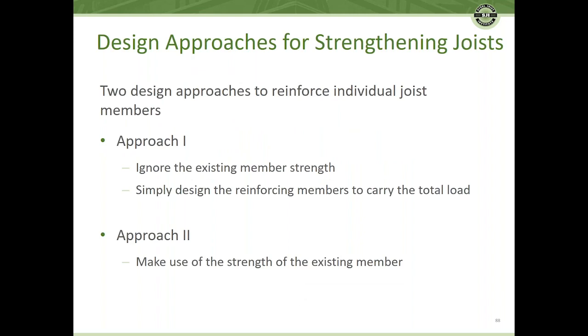So there's two design approaches essentially when we do strengthening of joists. One approach is to ignore the existing member strength and simply design the reinforced member to carry all the load. And approach 2 is to make use of the strength of the existing member. On small joists, in small situations, it's just easier to use approach 1, particularly on webs, but sometimes with chords, approach 2 is the best.